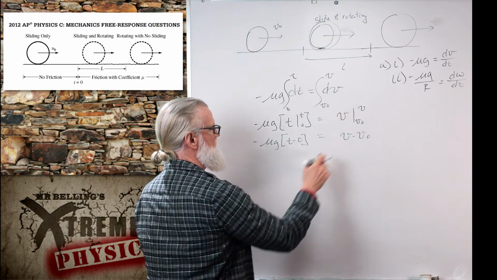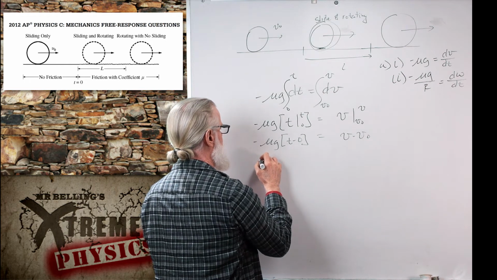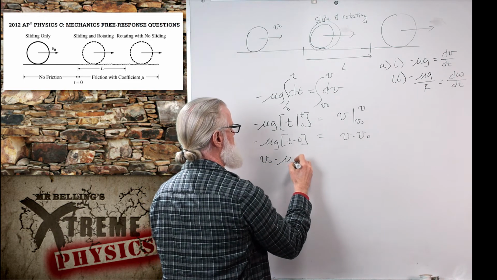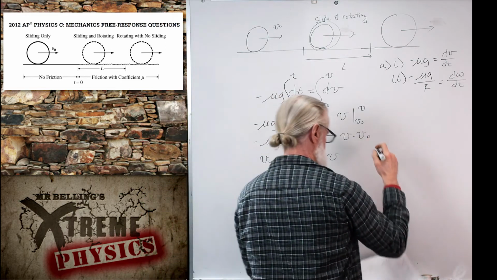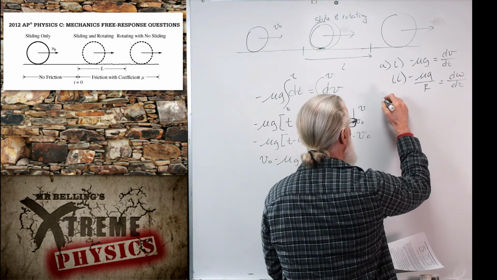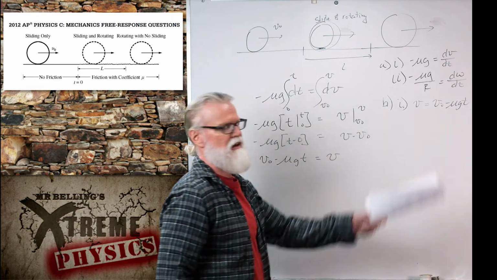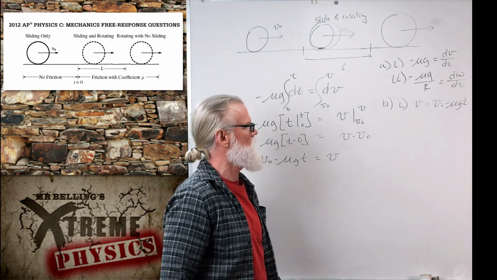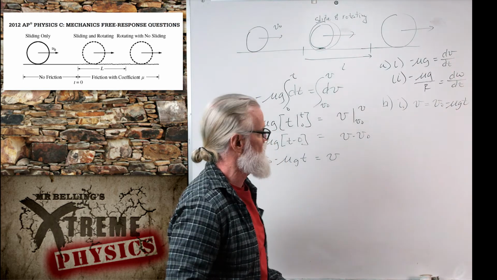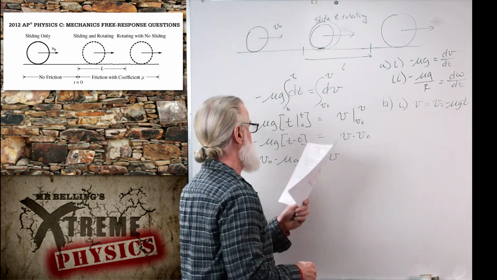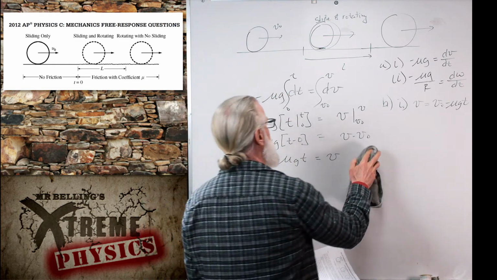All right, so let's just solve this for v. So we end up with v0 minus mu g t equals v. Right? What is that? B-i. And again, you could have used the kinematics equations there because the acceleration was constant. This is the acceleration. It was minus mu g. That was constant. Could have used kinematics equations. Always a good idea to practice your calculus.